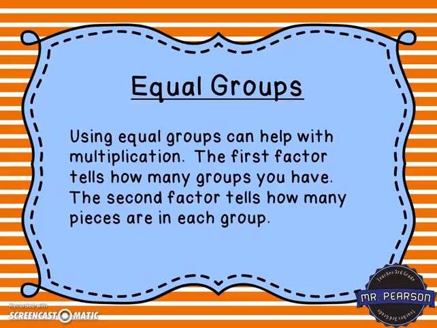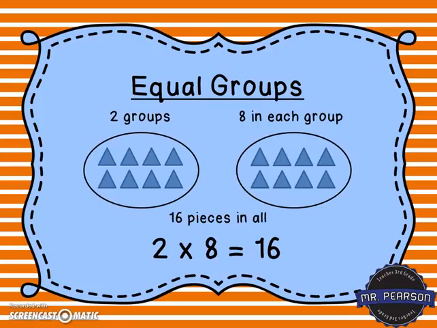The second strategy is equal groups. Using equal groups can help with multiplication. The first factor in the sentence tells us how many groups we have, and the second factor tells us how many pieces are in each group. If you look at my picture here, you can see that I have 2 groups of triangles, and in each group there are 1, 2, 3, 4, 5, 6, 7, 8 pieces, so 2 groups of 8 equals 16 pieces in all.